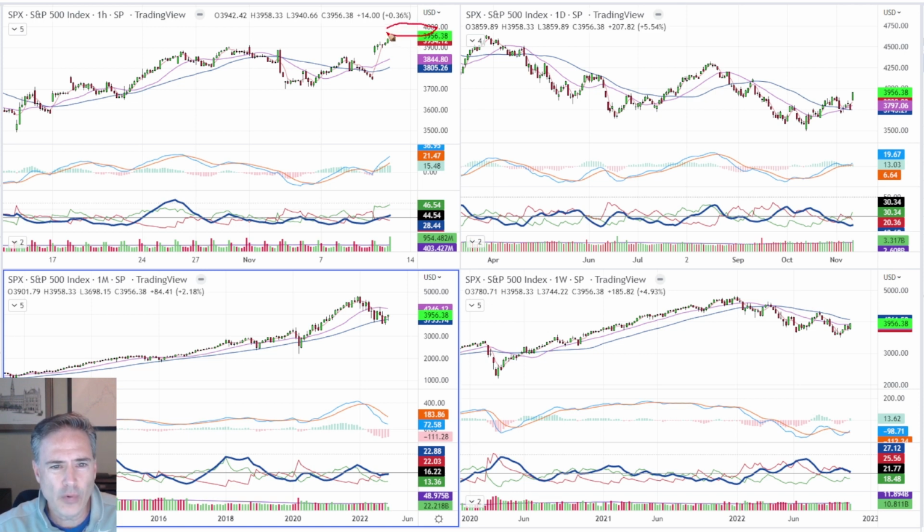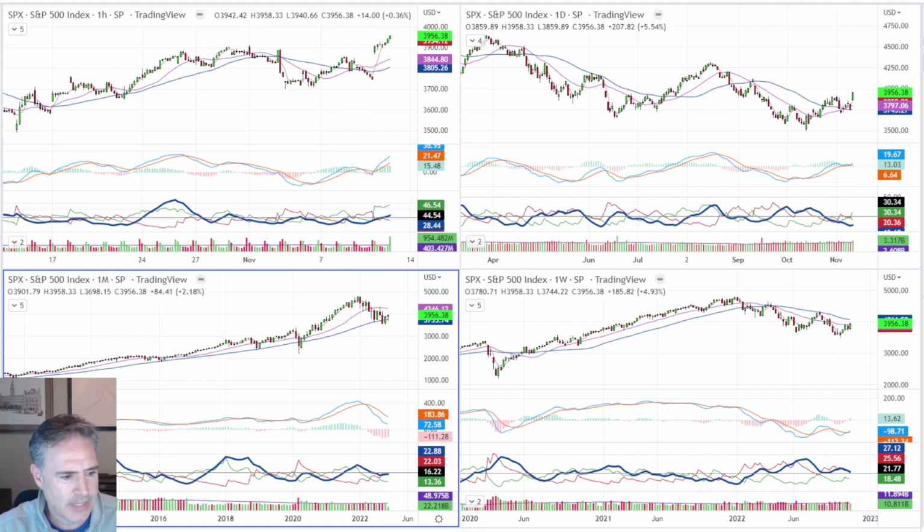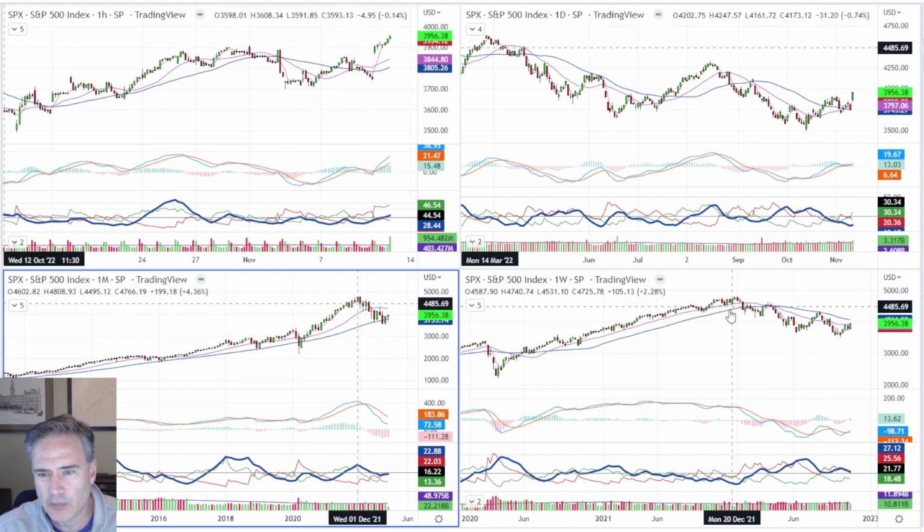But expect 4,000, I mean, it's a big round number. Expect that to be some resistance. It should provide a pullback, maybe towards the breakout area. And that might be what we're looking for as the next opportunity to be a buyer into this move the way it's playing out.